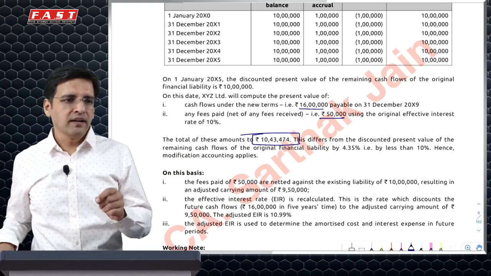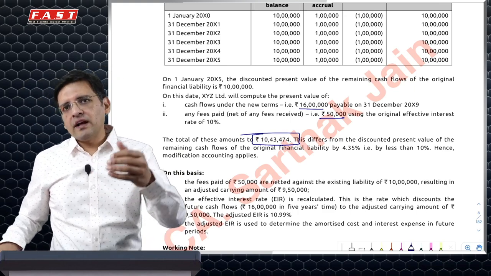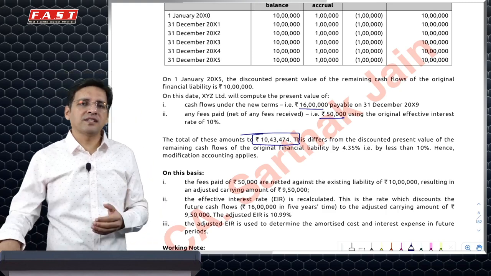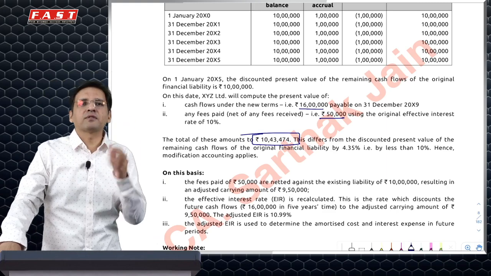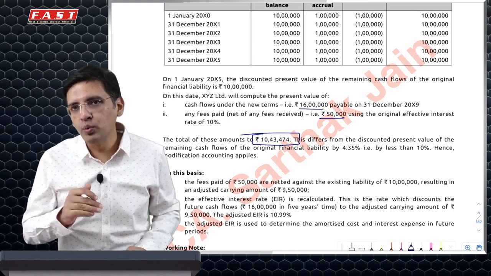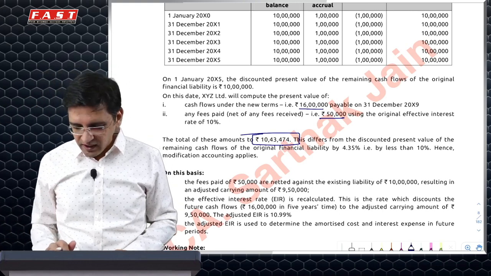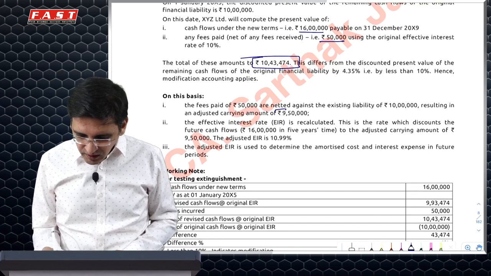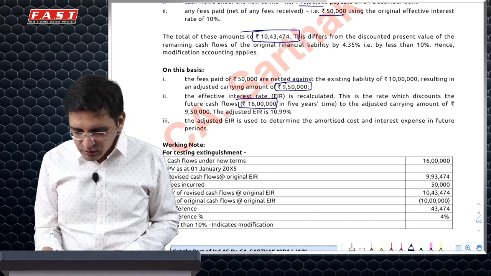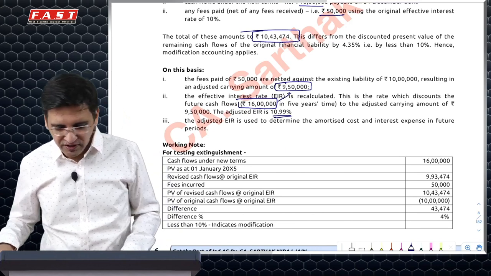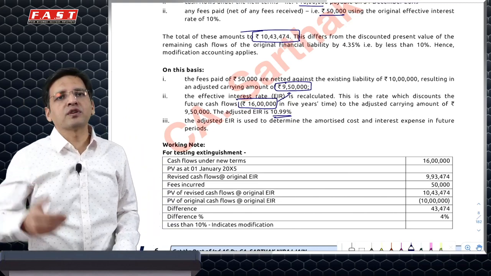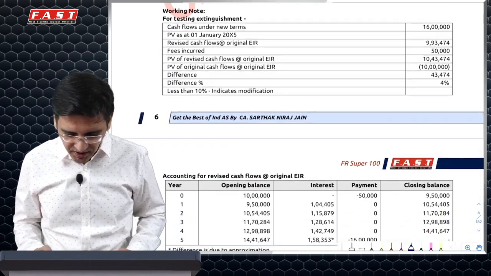So I would simply say that the 50,000 which I have paid, I'll treat as payment against the liability. So my liability would be reduced by 50,000, and 9,50,000 would be the revised liability. And I'll change my effective interest rate so that it equates to a future value of 16 lakh rupees. So the liability would be 9 lakh 50, and I'll have to equate 16 lakh after 5 years, present value coming to 9 lakh 50, which will increase my effective interest rate to 10.99%. Essentially, in this case, I would henceforth charge interest using this 10.99% interest rate.